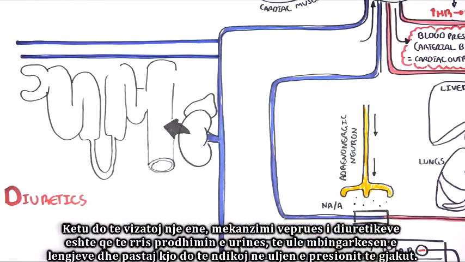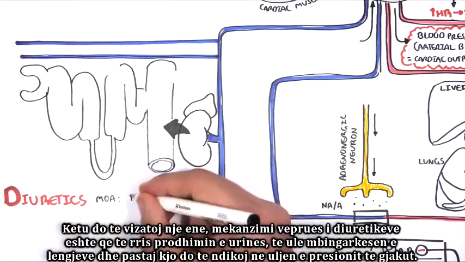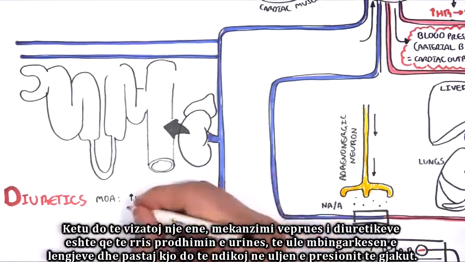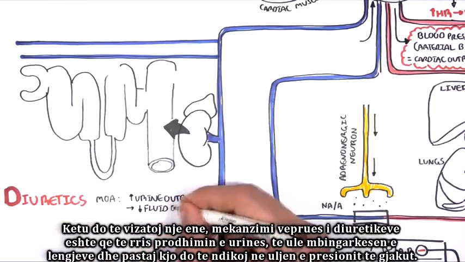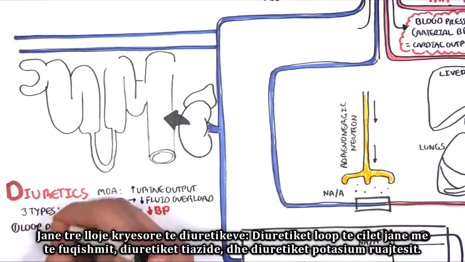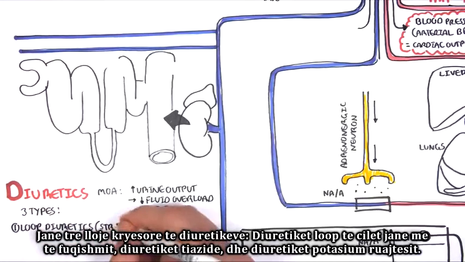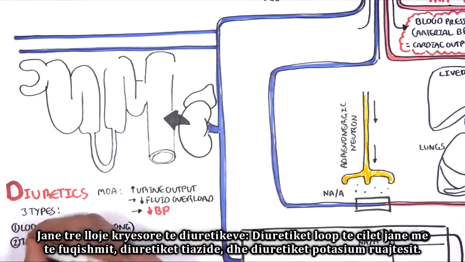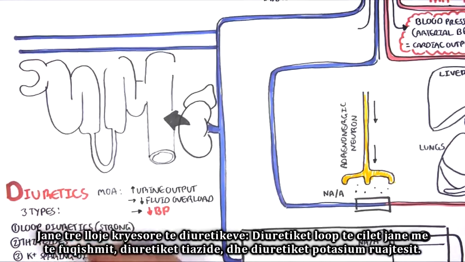And so the mechanism of action of diuretics, again, is to increase urine output, decrease fluid overload, and this will decrease blood pressure. And there are three types of diuretics, three main ones. These are the loop diuretics, which is the strongest of the lot, the thiazide diuretics, and the potassium-sparing diuretics.